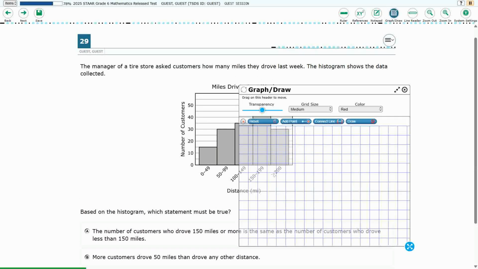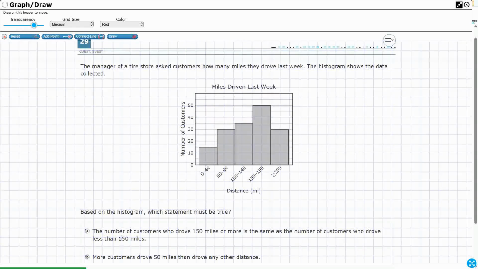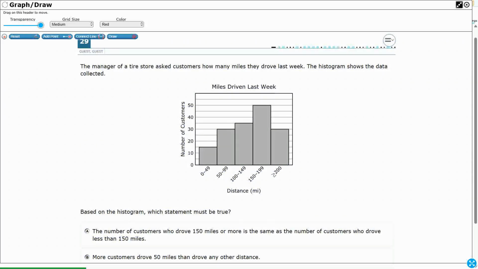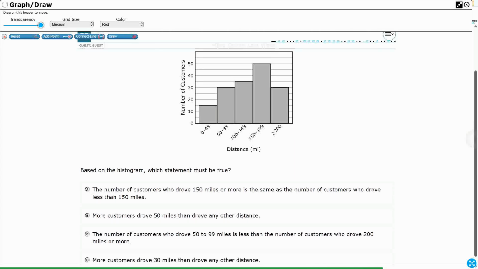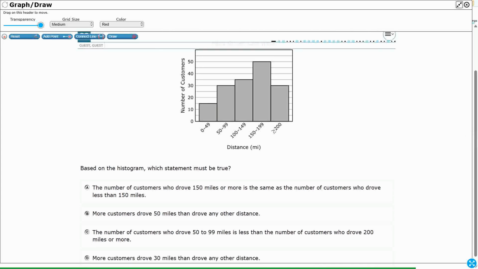Right, so we've got a histogram, and we will need to interpret that. And we need to find a true statement. So managers of a tire store are asking customers how many miles they drove last week, and we've got a histogram here. The title is miles driven last week, but I'm going to keep that off the screen so we can see our answer selections in the two different axes.